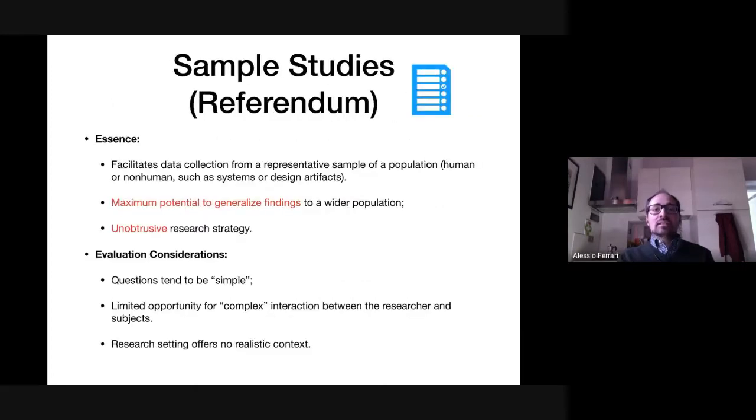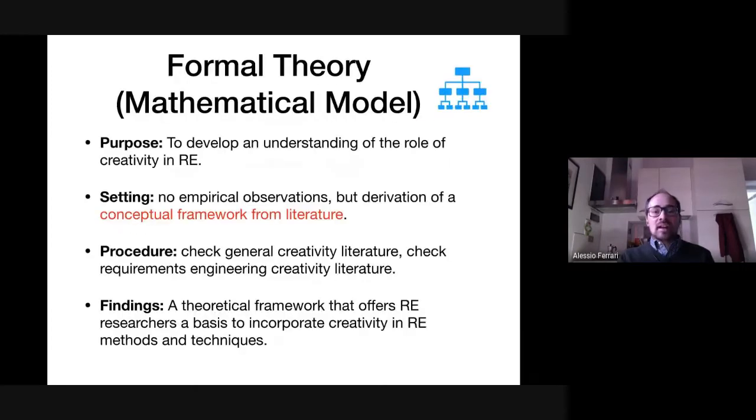Formal theory is, these are the final types. Formal theory is a way of basically building the analogous of mathematical models, but in software engineering. So in this example, we have a study in which the authors wanted to develop an understanding of the role of creativity in requirements engineering.